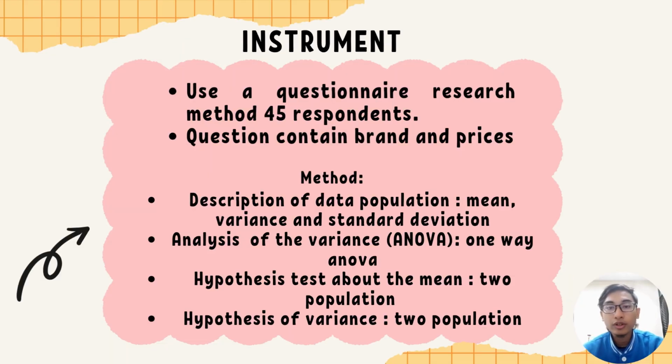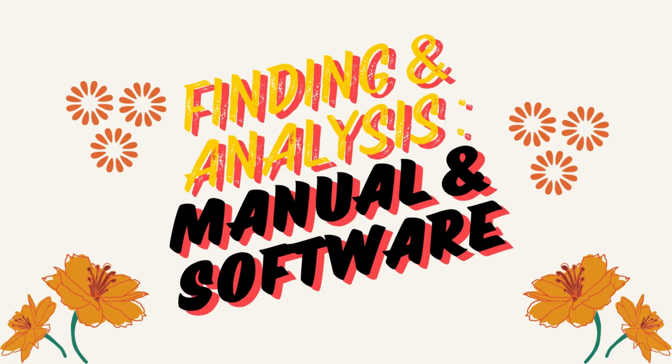So for our instrument, we used the 45 respondents that responded to our Google form. The Google form contains questions about their brand of smartphone and the prices of their smartphones. The method that we use to analyze is the description of data population, that is mean, variance, and standard deviation. After that, we also use one-way ANOVA, that is one-way analysis of variance. After that, the hypothesis test about the mean with 2 populations, and lastly, the hypothesis test of variance with 2 populations.